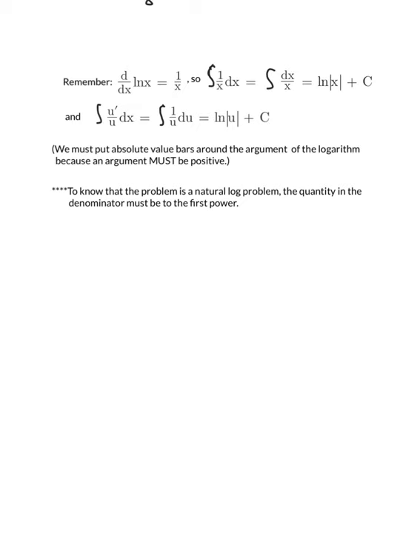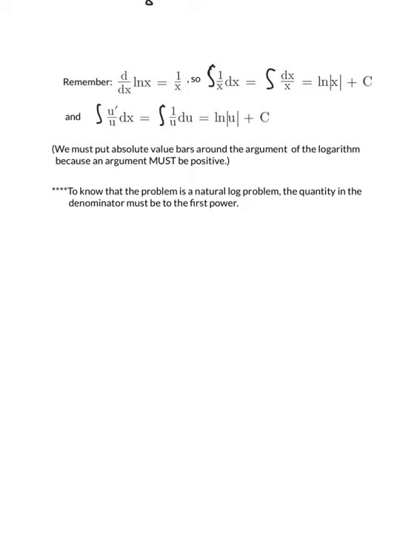Remember that we learned that the derivative of the natural log of x equals 1 over x. So the integral of 1 over x times dx, which might be written as the integral of dx over x, equals the natural log of the absolute value of x plus c. If you have the integral of u prime over u dx, which could be written as 1 over u du, that will equal the natural log of the absolute value of u plus c.